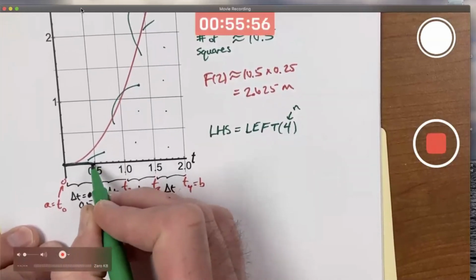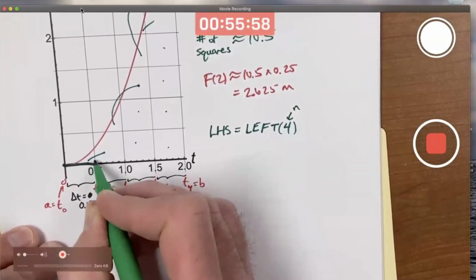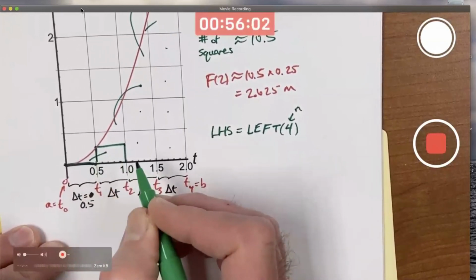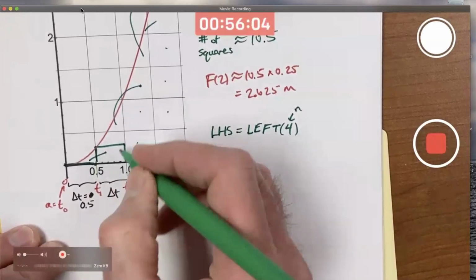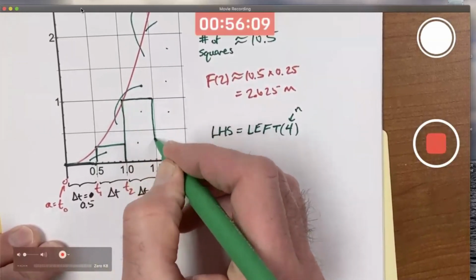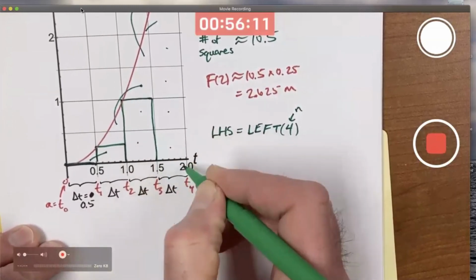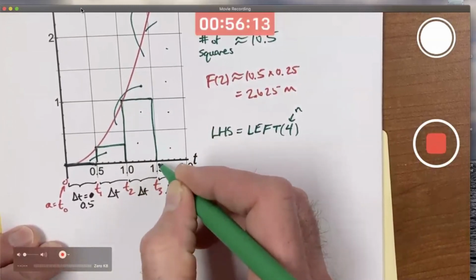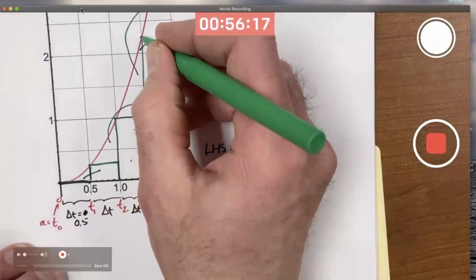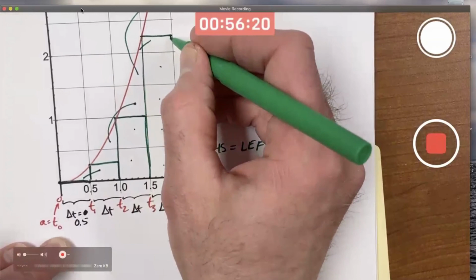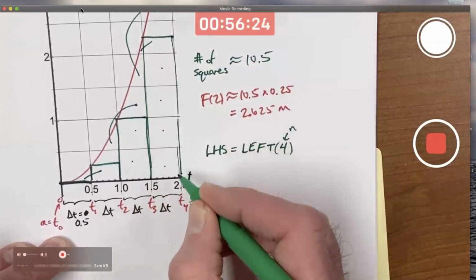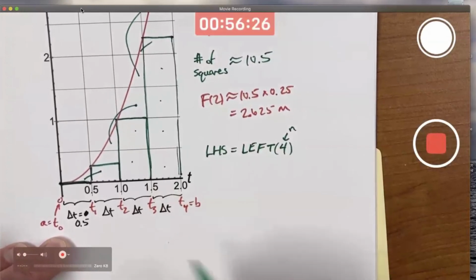For the second interval from 0.5 to 1, pick the left endpoint, go up to the graph, and use that as the height of the second rectangle. For the third one, go up to the graph on the left endpoint and use that as the height of the third rectangle. And for the fourth interval and the fourth rectangle, use the left-hand endpoint to go up to the graph to determine the height of the fourth rectangle. The sum of the areas of those rectangles is going to be what we call left-hand sum. And you can see it's going to be too small because the function's increasing.